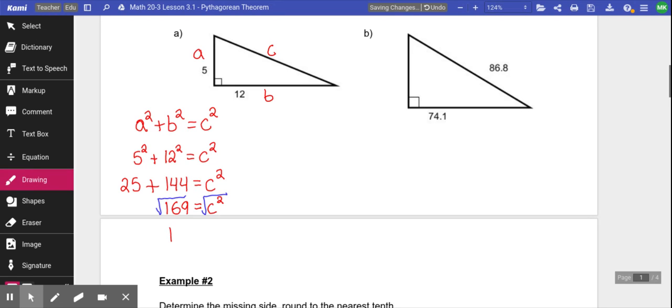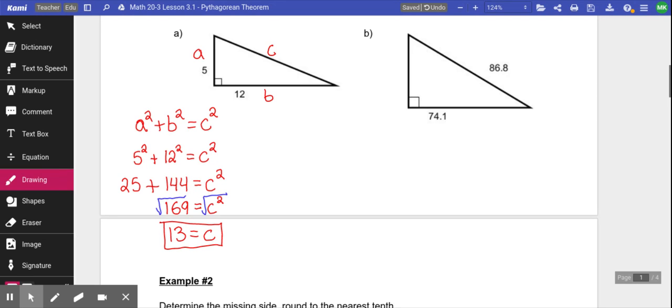On your calculator, depending on where your button is, depends on how you kind of hit it, right? So if you're using your phone, if you turn it sideways, you'll see the little square root button. You'll put 169 and hit that square root button. If you're having trouble with that part, tell me and I'll come give it to you.